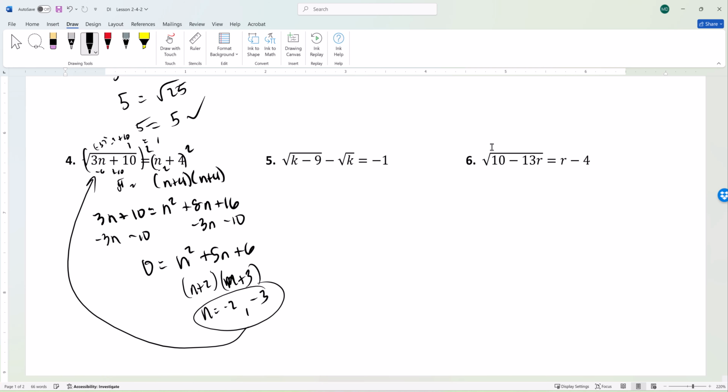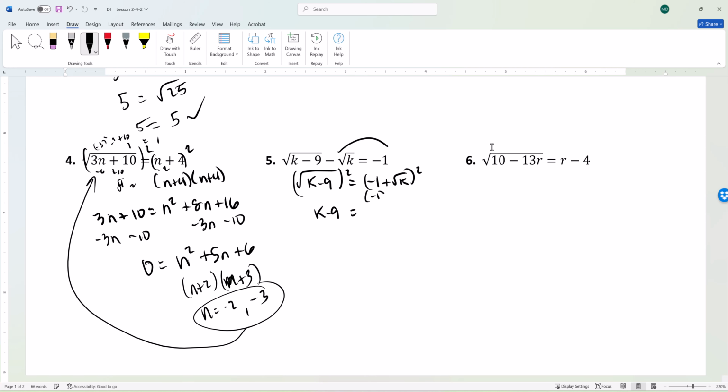Now on problem number 5, you're going to have to essentially get rid of the square root twice. I know it's a little annoying, but I'll walk you through it here. So we want to isolate a square root first. So I'm going to add that to the other side. Okay, now I can get rid of this square root. So that turns into k minus 9.